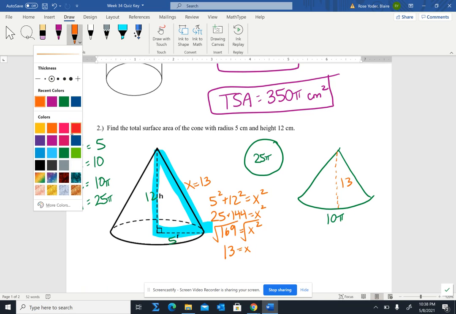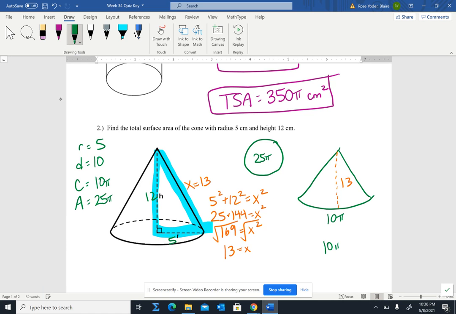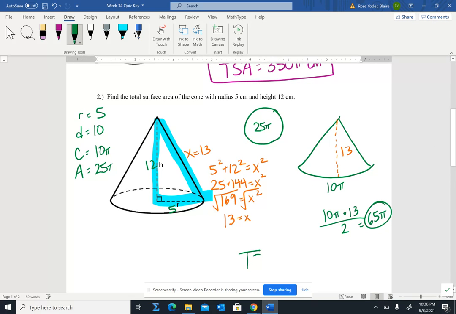Another mistake that I saw was don't forget to do base times height divided by 2 because it's a triangle. So some people forgot to divide. So 10 pi times 13 is 130 pi divided by 2 is 65 pi. So we have 25 pi and 65 pi, and we add those together for a total surface area of 90 pi. And this one is also centimeters squared.